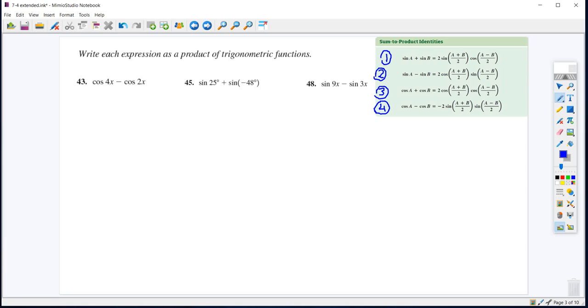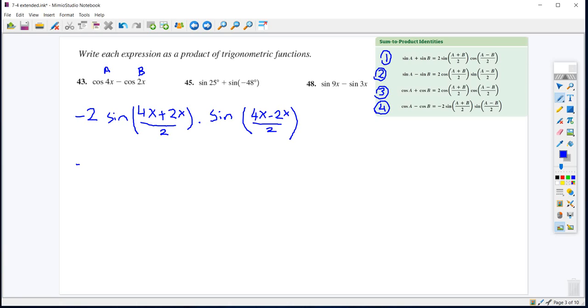So looks like we have cosine minus cosine, and that definitely goes to the fourth formula, right? So if you follow it, as you can imagine, a will be the 4x, b will be the 2x, right? So if we continue with this, it's going to look like negative 2 sine a plus b over 2. So that's 4x plus 2x over 2, like this one, and times sine a minus b. That is 4x minus 2x over 2, like this one. We'll just simplify it, and that will be our answer.